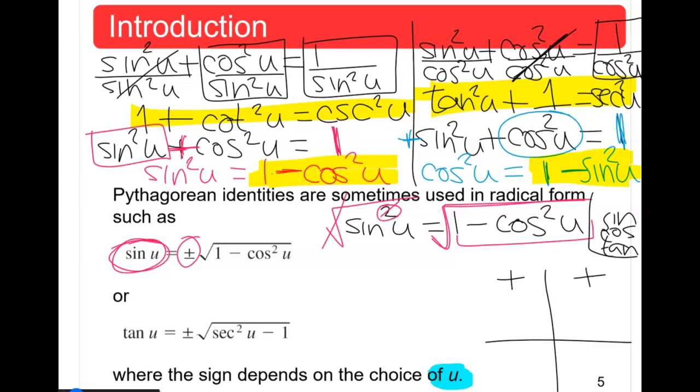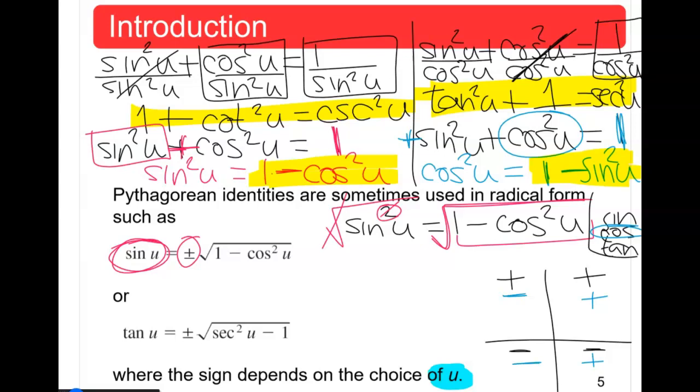Now in quadrant 2 it is positive. Quadrant 3, sine is negative. Then let's move on with cosine. So cosine is positive in quadrants 1 and 4, because those are x values, and then they're negative in quadrants 2 and 3.